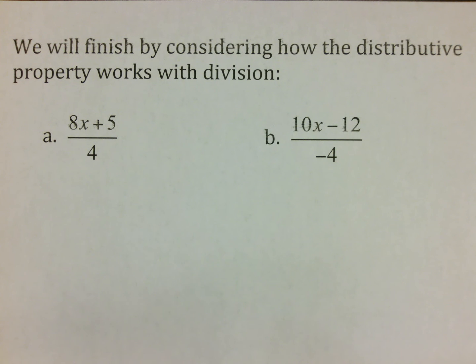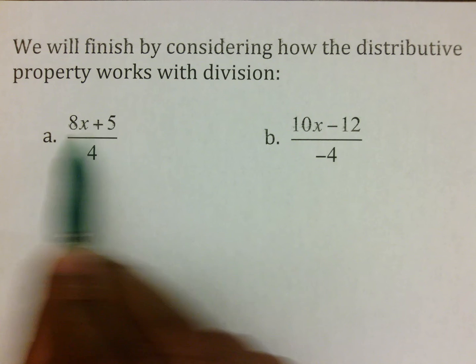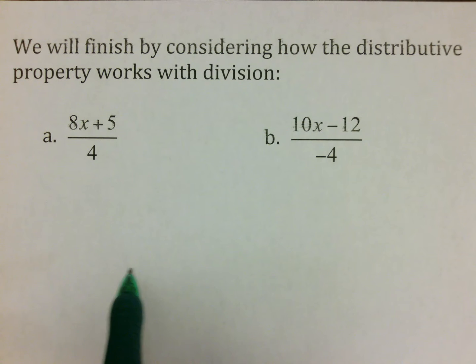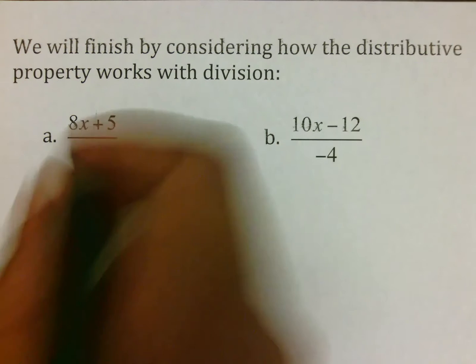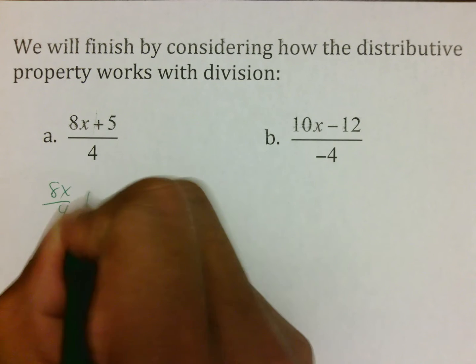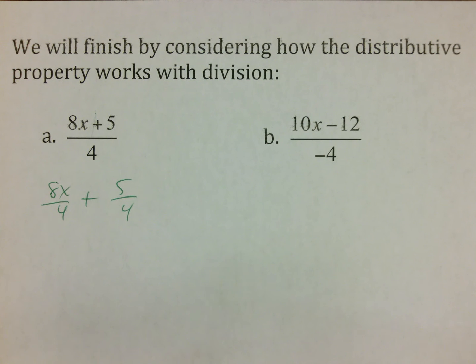Last thing we're going to do is finish by considering how our distributive property works with division. Keep in mind this is a division sign, so it's 8x plus 5 all being divided by 4. And really what we're going to do is take and split that division sign. So we rewrite it as 8x over 4 plus 5 over 4. That's how you distribute that 4 underneath them. But afterwards you have to make sure you reduce and simplify what you can.